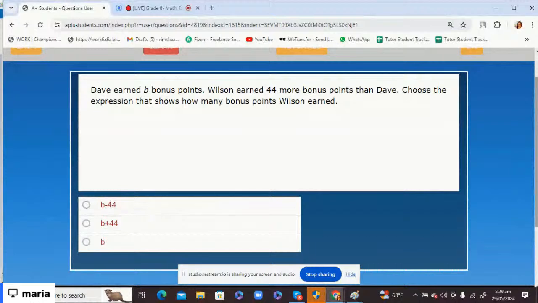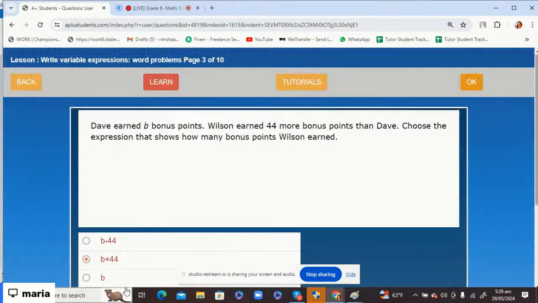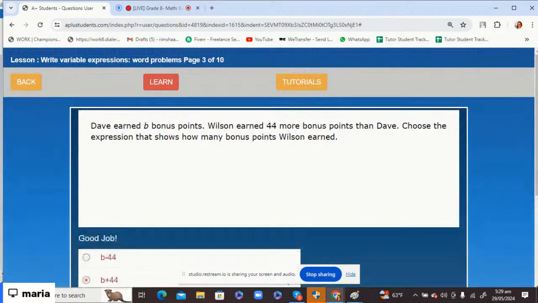Think about it. Dave earned B bonus points. Then Wilson earned 44 more bonus points than Dave. It's "more" they are using, so the plus one. First you write the Dave points, then you write the Wilson points. And here they are using the word "more", just addition. So which one is the addition? Option B. So we are going to move with option B. Let's check. This is right.